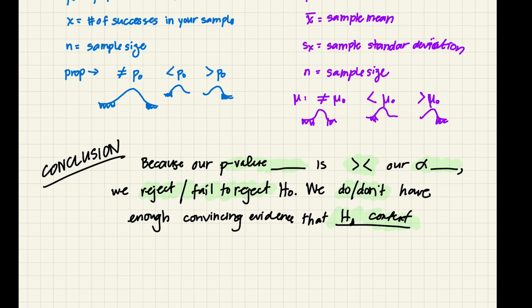Okay, so in the practice sheet we gave you, this would be something about like, is there really home court advantage? And so because our p-value was whatever it is that you found is greater than or less than our alpha level of, I don't remember what it was, we fail to reject the null hypothesis. We don't have enough convincing evidence that there is a home court advantage during the NBA bubble. Okay, so that is it, and that's kind of the review for your hypothesis testing.